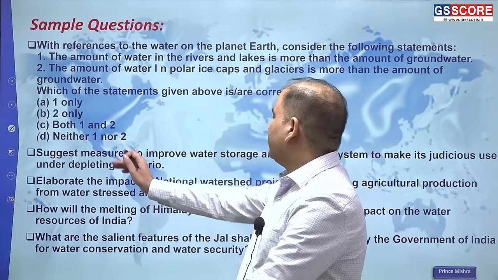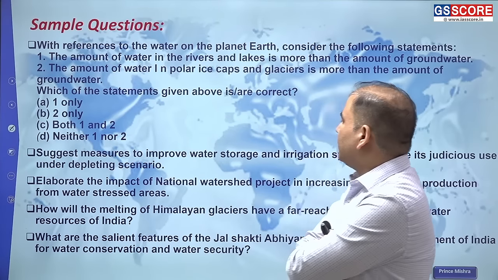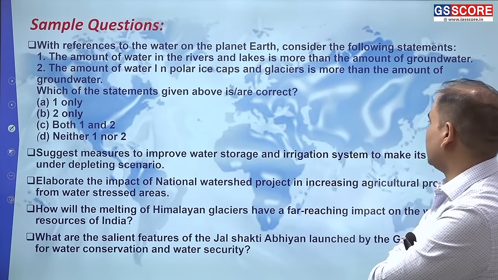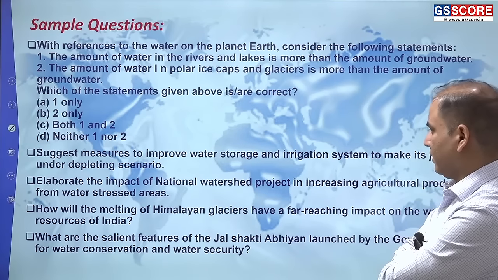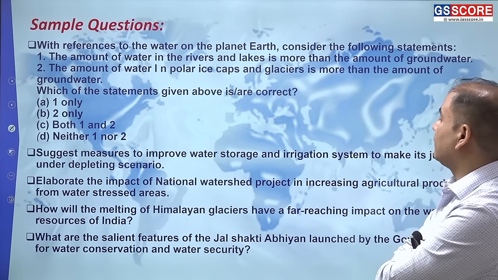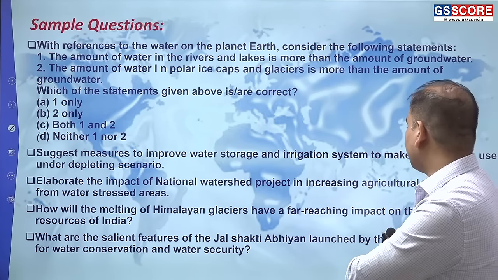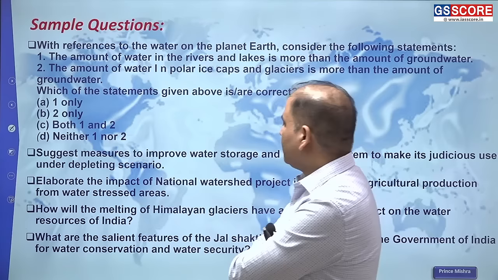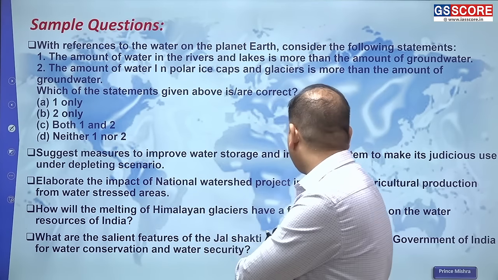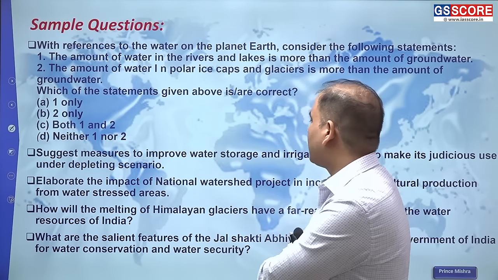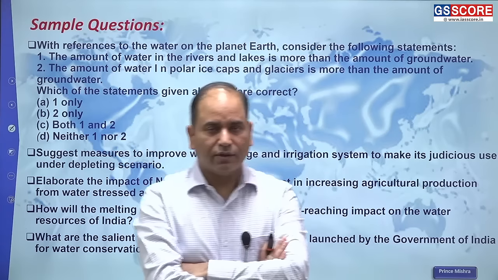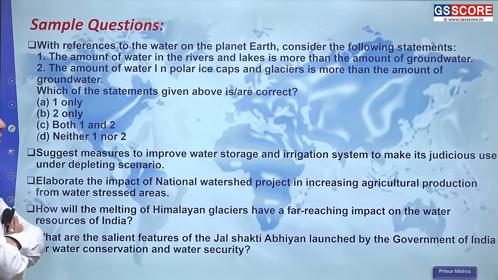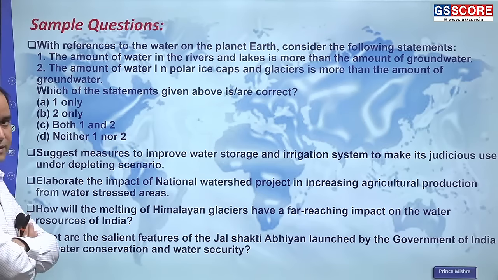Now, in the mains examination: suggest measures to improve water storage and irrigation system to make its judicious use under a depleting scenario. Elaborate the impact of national watershed projects in increasing agricultural production from water stressed areas. How will the melting of Himalayan glaciers have a far-reaching impact on the water resources of India? So, it is a very important issue. It is one of the critical geographical features. So, questions are regularly being asked in the mains examination.